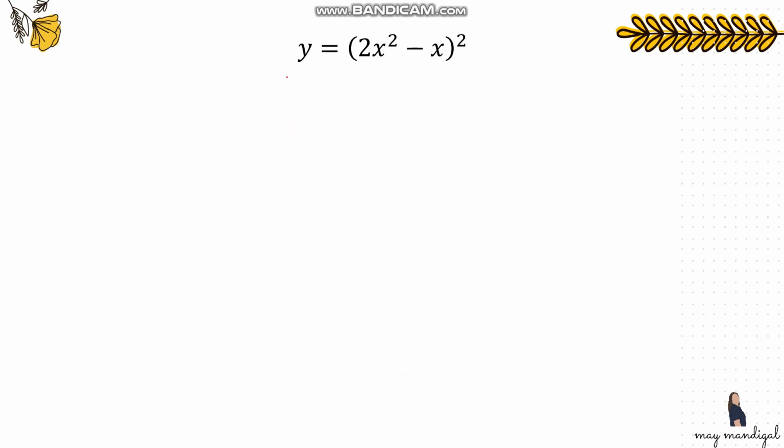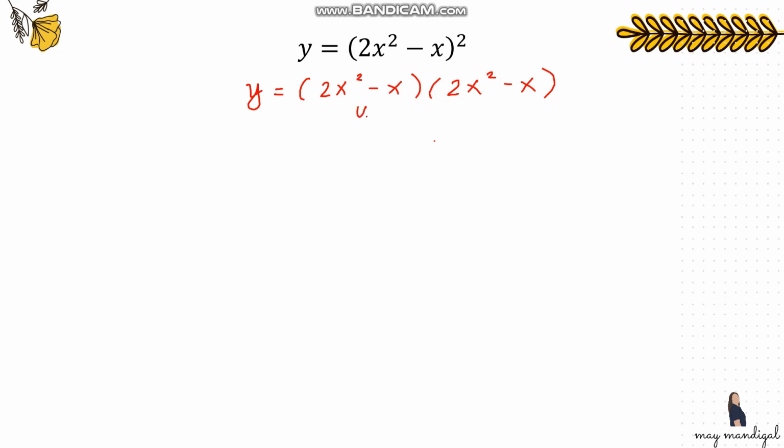Next, let's have y equals the quantity 2x squared minus x, squared. As you notice in this example, we just have one term, which is 2x squared minus x, but it is being squared. Now, again, I want to use the product rule here. So what we can do is simply separate the 2x squared minus x squared. So this is just equal to 2x squared minus x times 2x squared minus x. Remember, if a certain value is being squared, that means you just have to multiply it by itself. So that's why we can just write it separately like this.